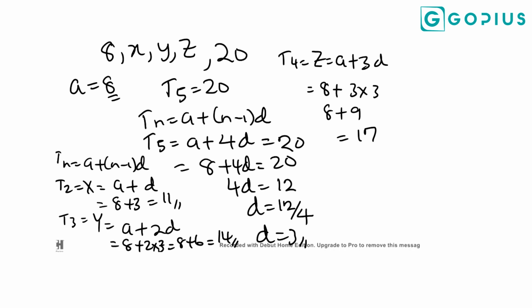So the progression that was actually 8, x, y, z, and 20 can now be expressed as 8, x is 11, y is 14, z is 17, and of course we have 20. That was actually our linear sequence. So that's how we can use the knowledge of what I established earlier in this session, talking about the linear sequence, to be able to find the values of x, y, and z. The x, y, and z were actually used to represent the second term, the third term, and the fourth term of the linear sequence respectively.